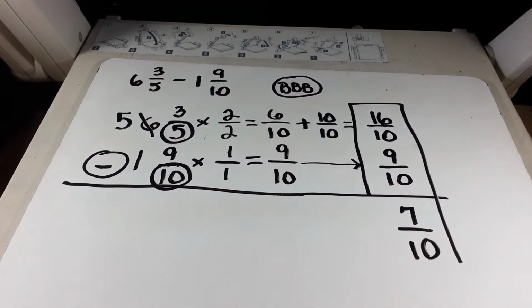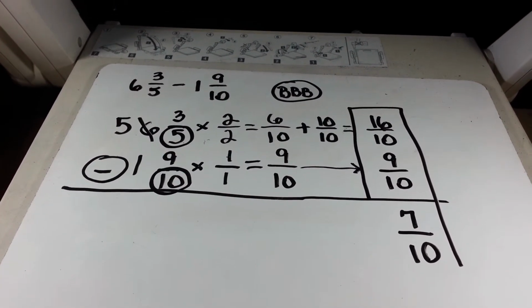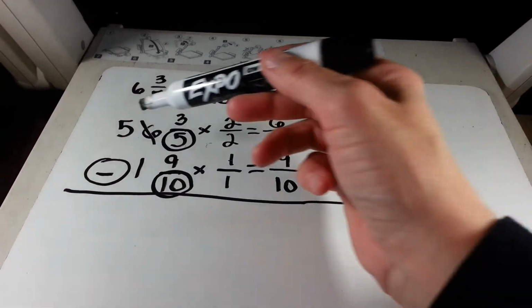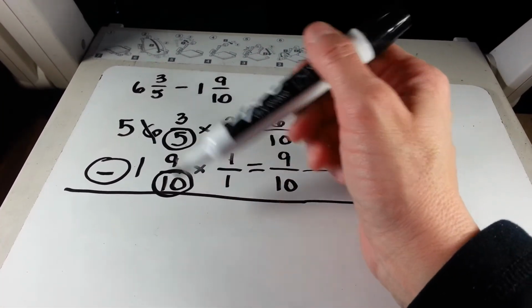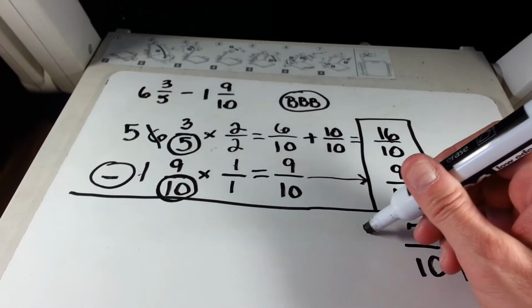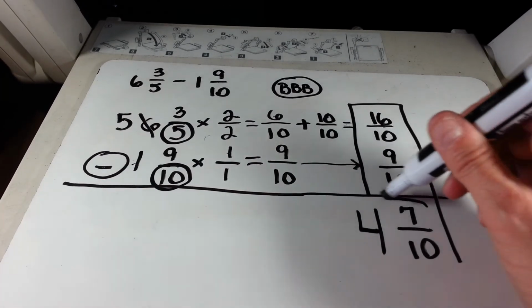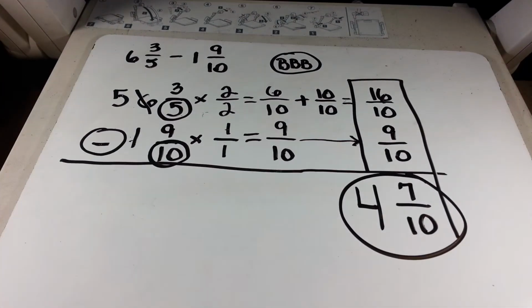And I always ask the students at this point, are we finished? And the students should be able to tell you absolutely not, because we haven't subtracted our whole numbers here. So 5 minus 1 is 4. So our answer to this problem is 4 7/10.